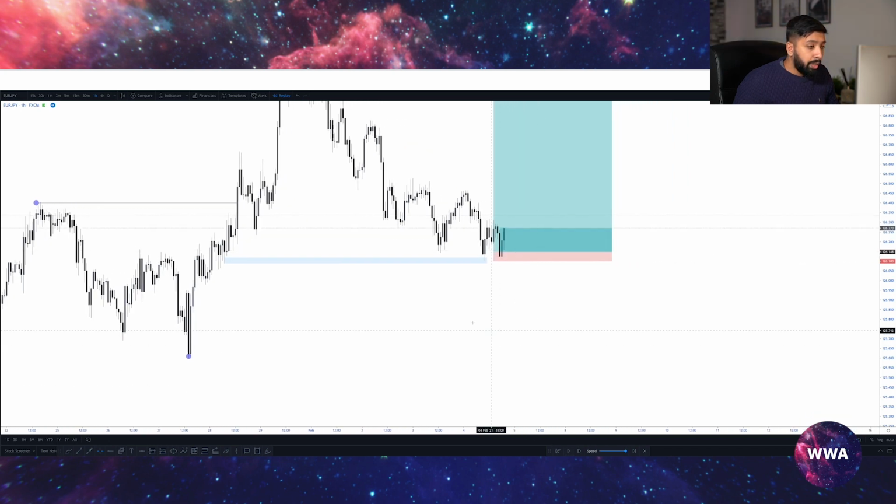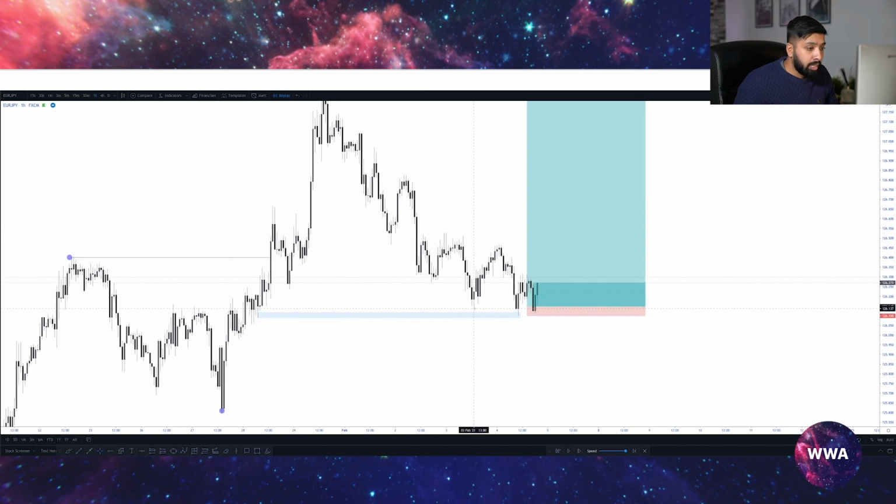Okay, what we have here, the market taps into our demand zone here. The market comes back after a few days and it returns into our demand zone. Now, let's see if lower time frame gave us any entry criteria that we can utilize to get into this trade.